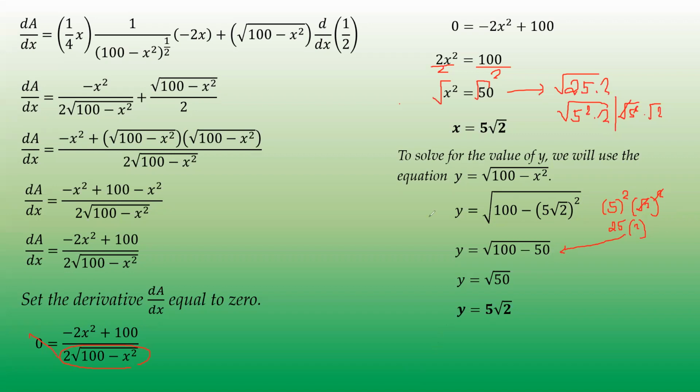Kaya ang length ng side ng triangle ay 5 square root of 2 and 5 square root of 2. So diyan magkakaroon ng maximum area yung triangle. Sabihin dapat siya ay isosceles right triangle. So equal yung x, equal yung y. Diyan magkakaroon ng maximum area. Okay.